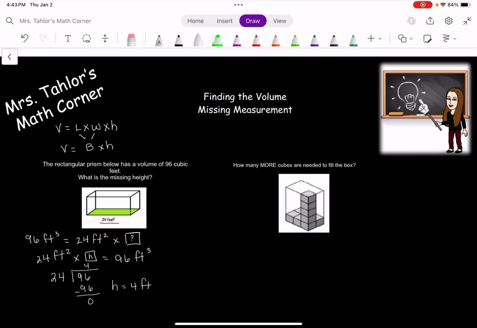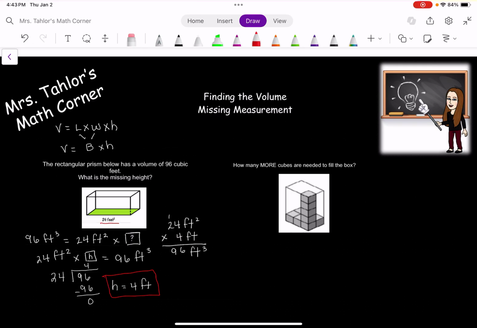I can test this out by multiplying 24 feet squared as my base times a height of 4 feet. I know that 4 times 4 is 16, 4 times 2 is 8, plus the 1 is 9. That gives me 96 feet cubed. So once again, I'm able to figure out that my height, in this instance, the missing dimension, is 4 feet.